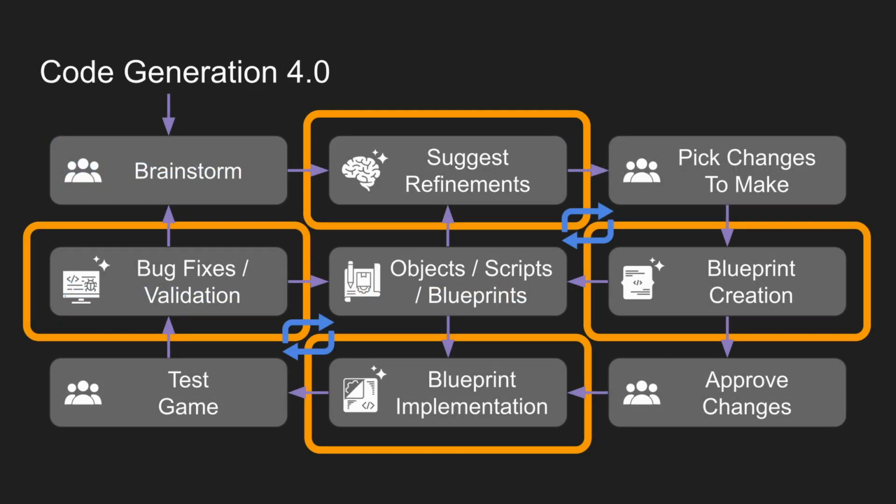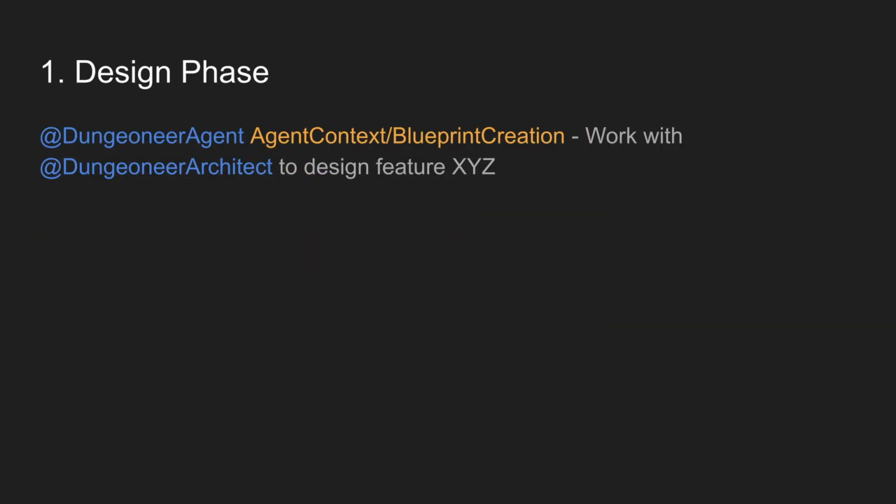And we still have our same 4 phases, but these are just the example text that we would use to start the phase development. Again, we're going to ask 2 different agents, the Dungeoneer agent and the Dungeoneer architect, to work together to design the feature, just like we did before, but we were always the one handing it off back and forth previously.